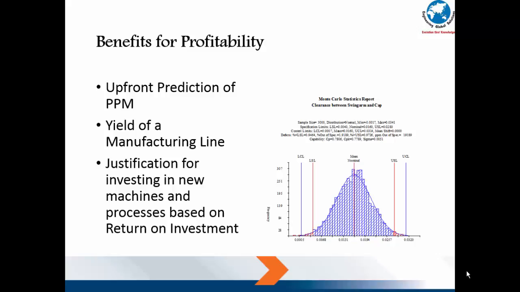So the profitability benefits are enumerated herein. Upfront prediction of the PPM and yield of a manufacturing line, so that the management people can invest in machines and product lines based on the PPM and the yield. Justification for investing in new machines and process improvement based on return on investment characteristics.